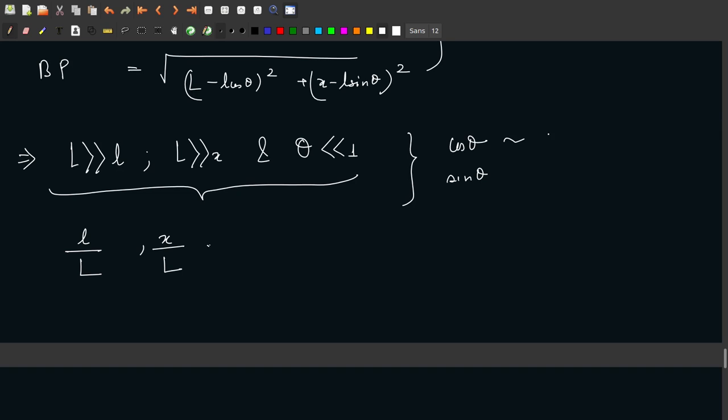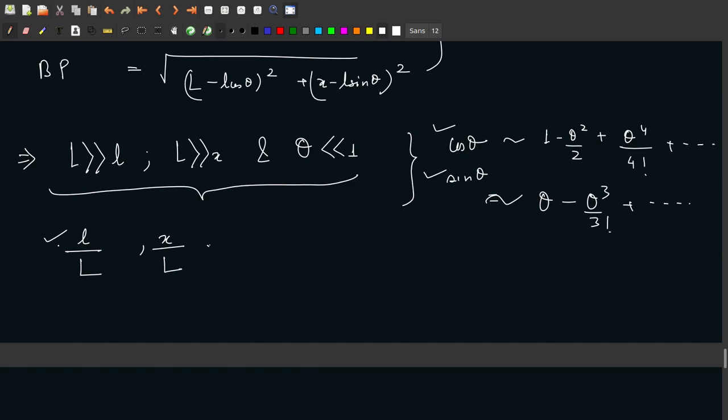Okay, the cos theta Maclaurin expansion goes like 1 minus theta squared by 2 plus theta to the power 4 by 4 factorial, plus higher order terms. Similarly, the sin theta Maclaurin expansion goes like theta minus theta cubed divided by 3 factorial plus higher order terms. So you just have to use these expansions for cos theta and sin theta.